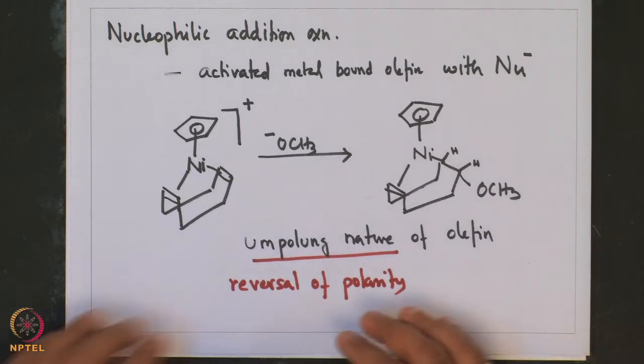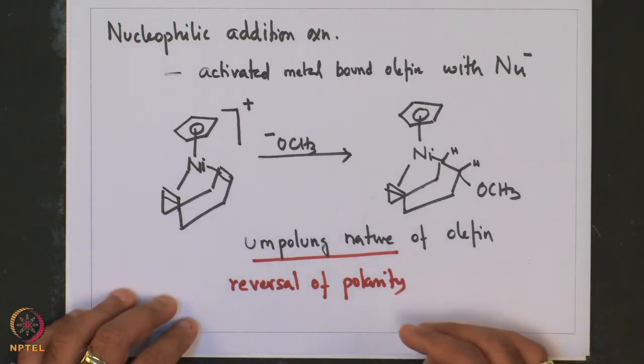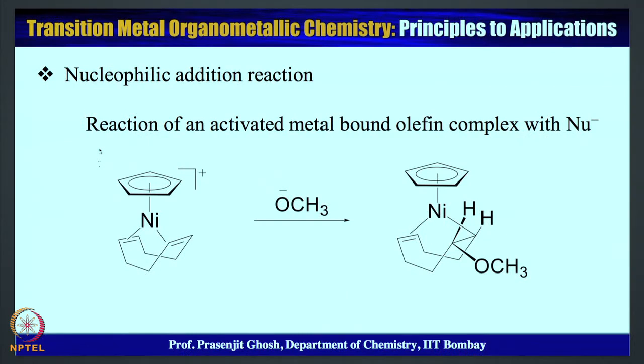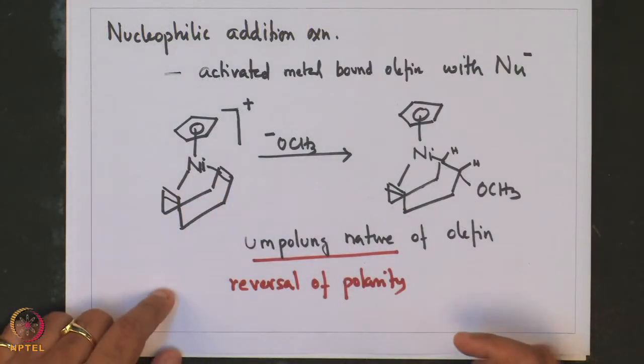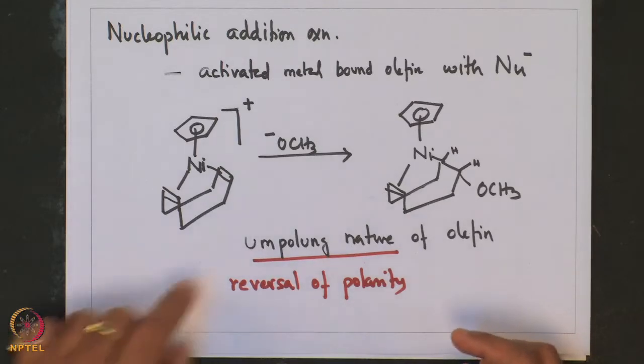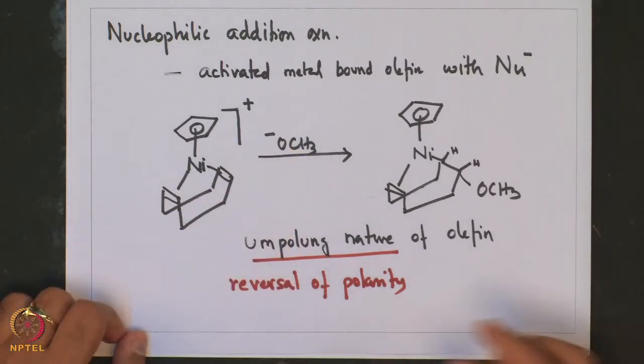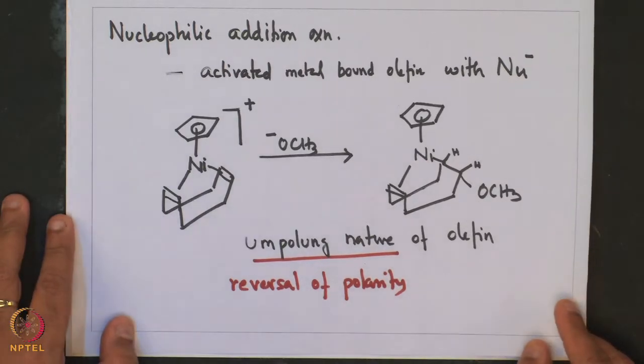Now, just a brief discussion on this. Olefins, when unactivated, are very electron rich and would not be attacked by a nucleophile, whereas they would normally be attacked by electrophiles. But the same olefin, when activated by metal as shown over here, can be attacked by a nucleophile, and this is what is called reversal of polarity or the umpolung nature.